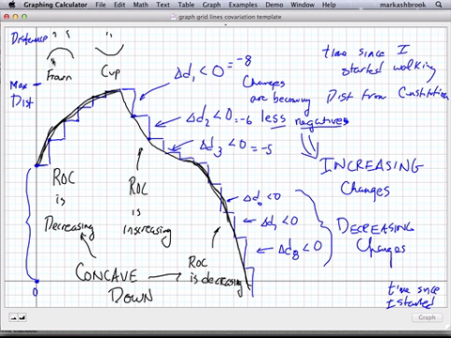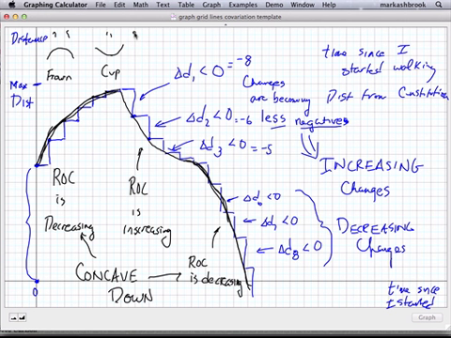Whether the rate of change is becoming less positive or more negative, right? Less positive here, more negative. That's all a decreasing rate. Here, concave up, always rate of change is increasing, whether it is becoming less negative or more positive. That's an increasing rate of change. Okay. Any questions on that?